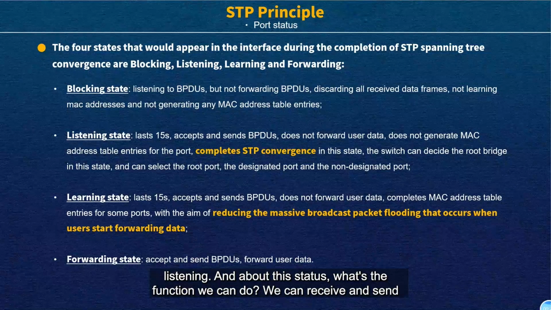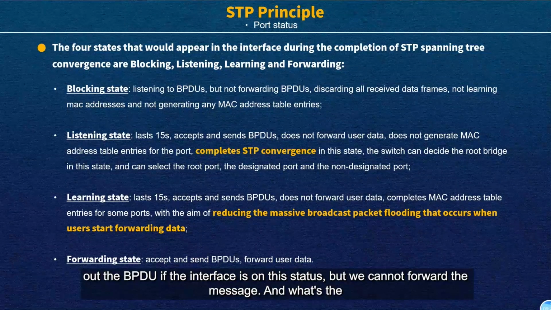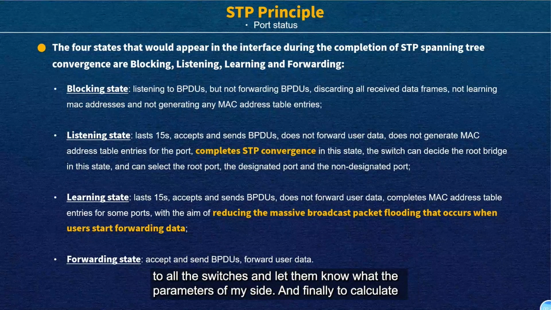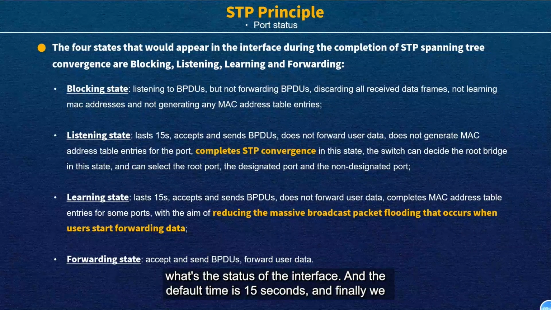And in this state, what functions can we do? We can receive and send out the BPDU if the interface is in this state, but we cannot forward the message. What's the function of this state? We have to complete the STP convergence. We have to send out the BPDU to all the switches and let them know the parameters of my side, and finally calculate the state of the interface. The default time is 15 seconds.